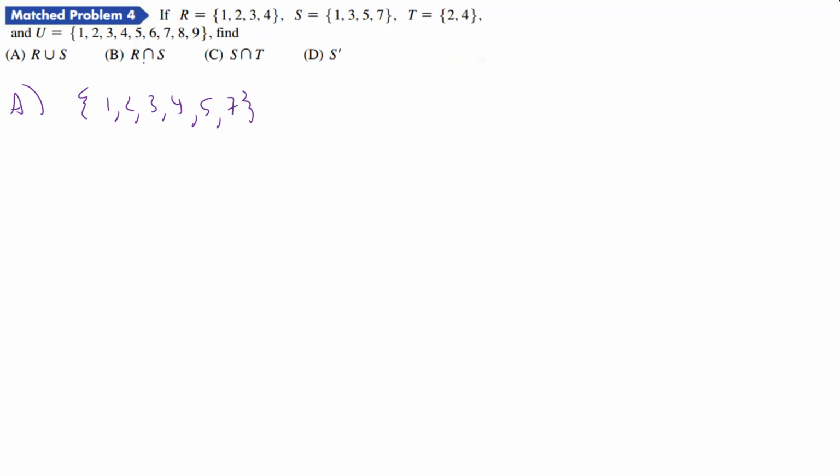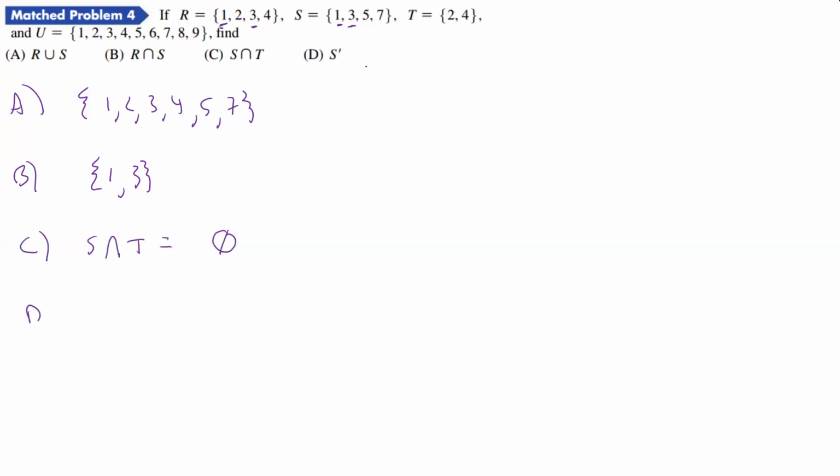What about this one? That's intersection. Where do R and S intersect? That means where are they the same? It's the same here at 1 and 1, and here we have a 3 and a 3. So the intersection is going to be 1, 3. All right, what about C? C is S intersect T. Here's S and here's T. If we look, that's 1, 3, 5, 7. Those are all odds. This is evens, 2 and 4. So there is nothing that intersects, and this is just going to be the empty set.